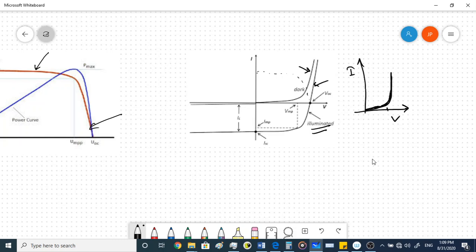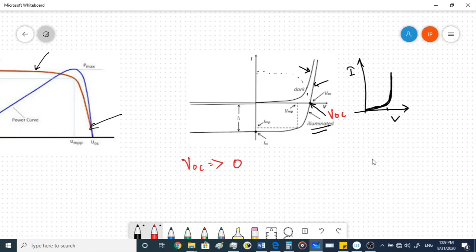Now we'll look at some of the major parameters. Let's see what the major parameters in this particular graph are. First, we have seen that the voltage is on the x-axis and current is on the y-axis, right? Now this point over here is your open circuit voltage, VOC.